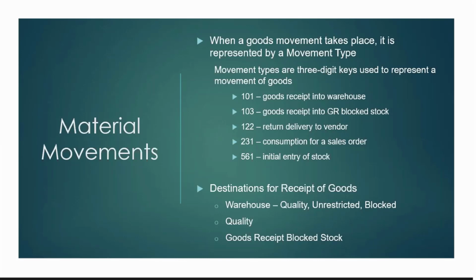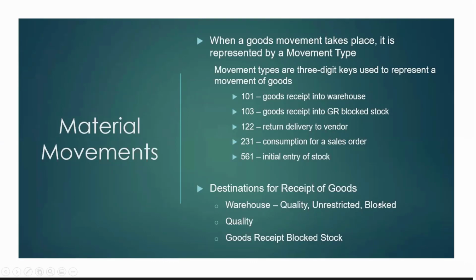When you receive goods in the company, there are 3 places. You receive it in the warehouse, if you have one, of course. Sometimes you have a quality section, and sometimes you have a type of stock you call goods receive blocked stock. So if you have it in the warehouse, you can also have 3 things.